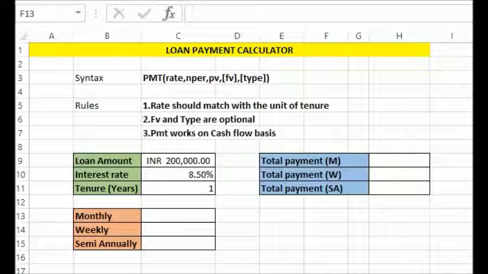Today we'll create a loan payment calculator in Excel. We'll be using the PMT function. PMT is nothing but the payment function, and the syntax is, first, the rate, which is the interest rate.